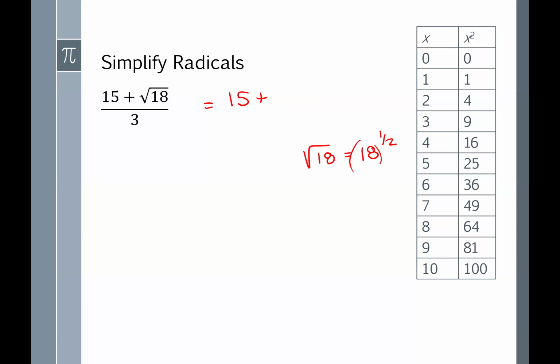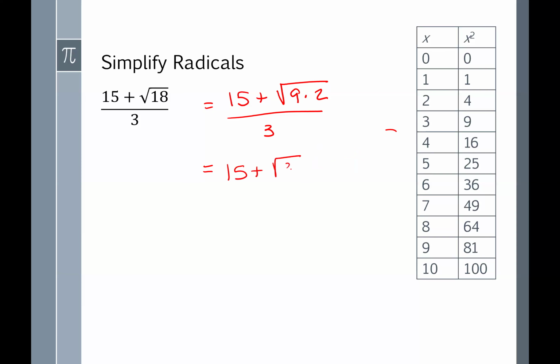So what perfect square factor is there in 18? Is it 4? No. Is it 9? Yes, 9. So is it 9 times 2? So then we're going to simplify that. That is 15 plus the square root of 9 times the square root of 2, over 3. What's the square root of 9? The square root of 9 is 3. So 3 square root 2 over 3.